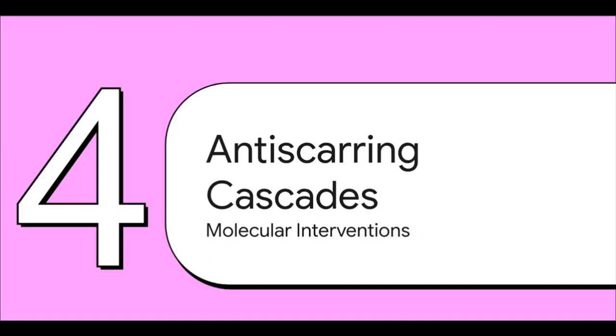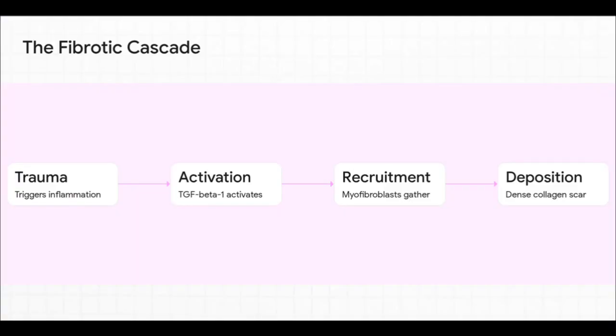Let's move on to Section 4, Anti-Scarring Cascades and Interventions. To prevent scarring, we need to understand the fibrotic cascade, which follows a very precise chronological pathway. It all starts when trauma triggers pro-inflammatory factors, including TNF-alpha, IL-1, IL-6, PDGF, and VEGF. This initial inflammation leads directly to the activation of TGF-beta-1.